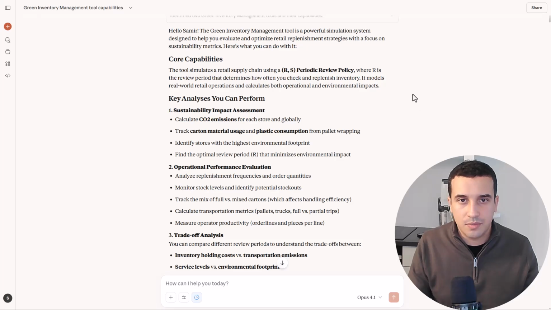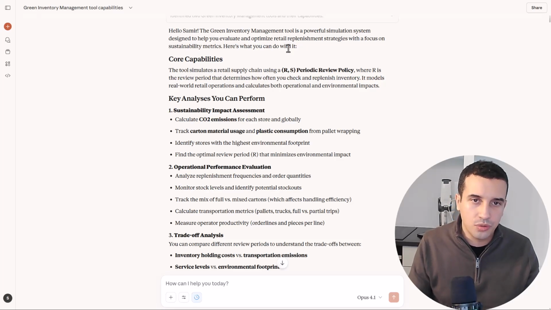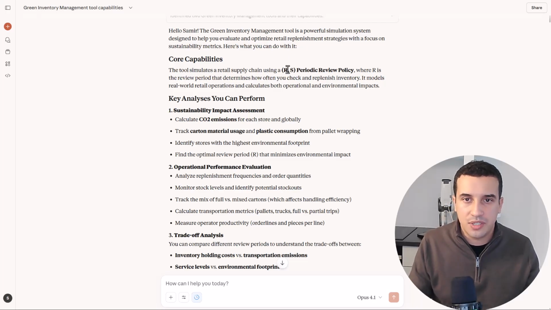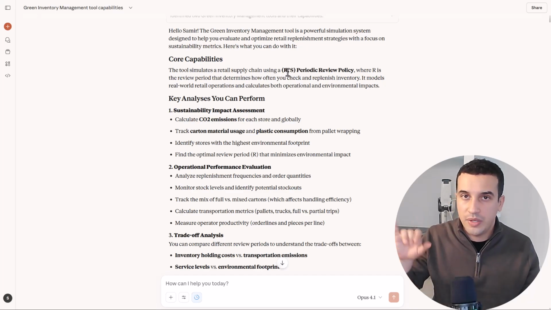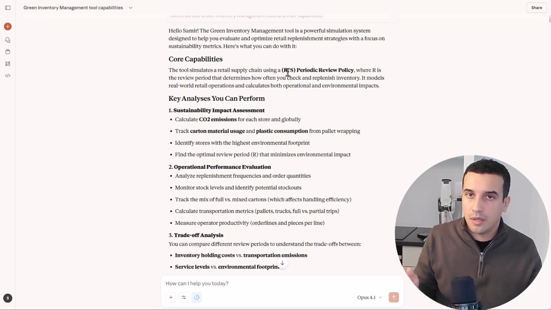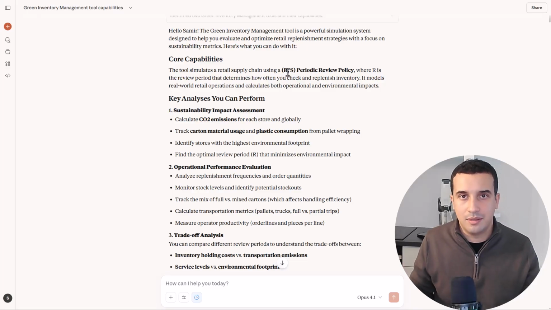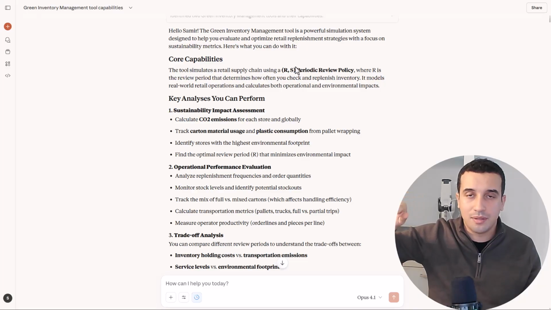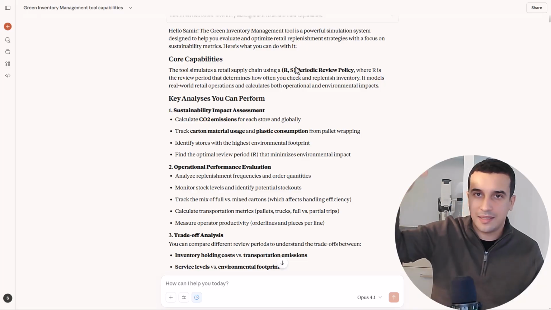So this is what I did. The tool is sharing these core capabilities. As I told you, we are testing multiple scenarios based on a periodic review policy, which is what we call RS. R is the review period, so the number of days between two orders that you are sending from the stores. And the S is, if you remember well, the blue line, like the target that you want to reach.